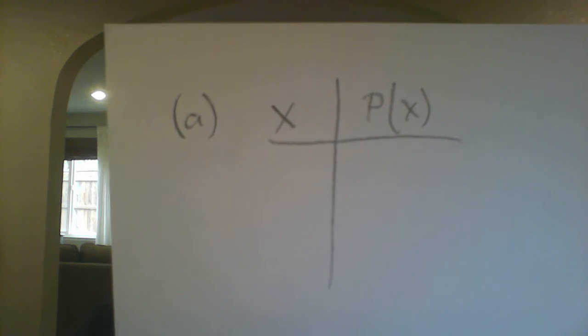29 in 6.2. So you're supposed to construct a binomial probability distribution with the given parameters, and the parameters you're given are n equals 6, p equals 3. So when it asks for a probability distribution, it's asking for you to make this chart.